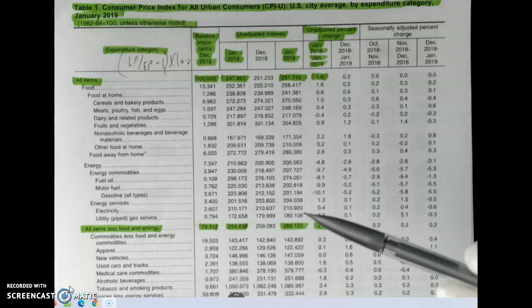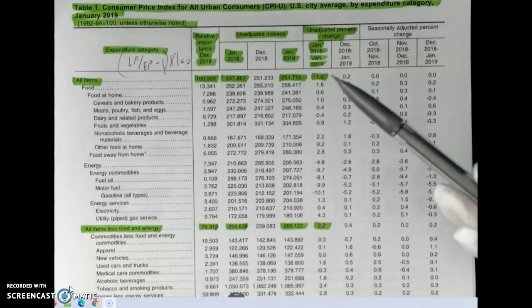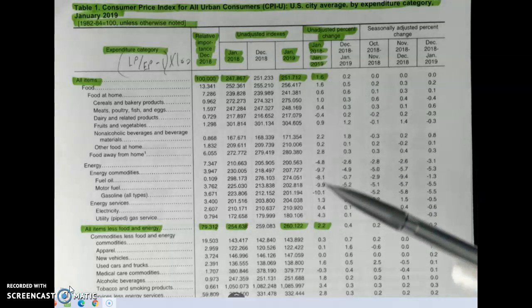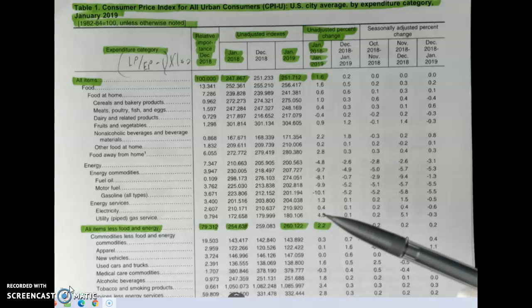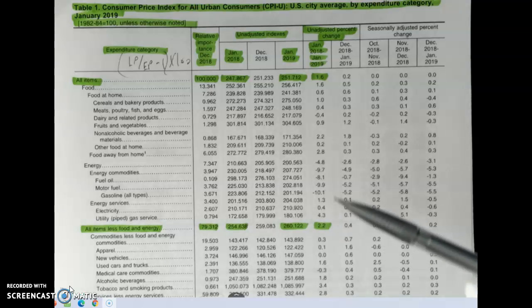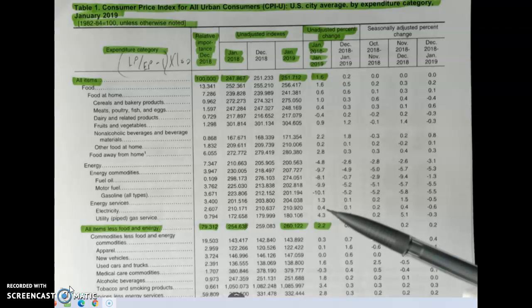But if you back out food and energy, so you take out all of the volatile components, you actually get 2.2%. And that should make sense because remember, we started with 1.6% inflation. And what did we take out? We took out a lot of deflation here, which means that you're getting a higher inflation rate when you remove the decreased prices from energy.